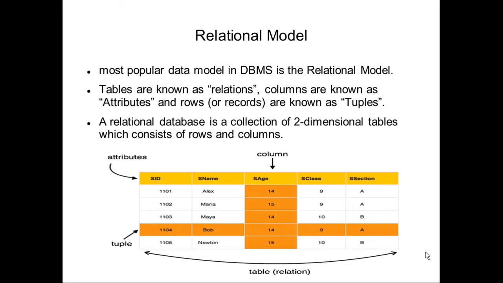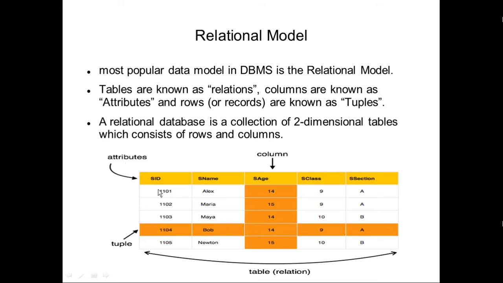Then the next model is the relational model. This is the most popular and most widely used database model. In the relational model there are multiple concepts like relation, attribute, record, tuple, like this. A relational database is a collection of 2-dimensional tables which consist of rows and columns. Now see, in this figure, these are the columns, that is SID, SNAME, and so on. The column is called an attribute in the relational model.